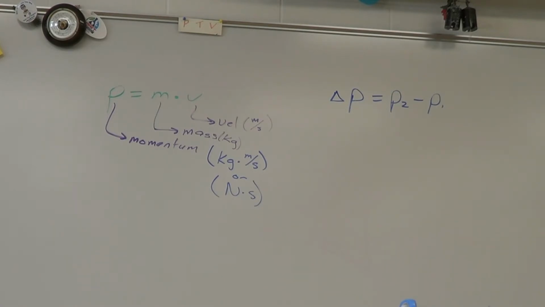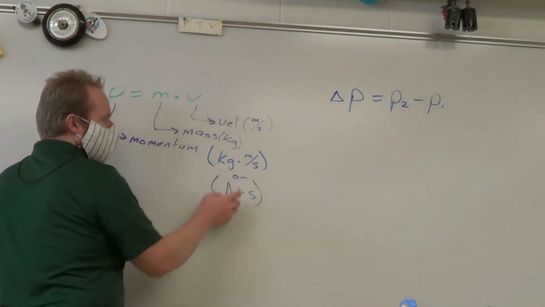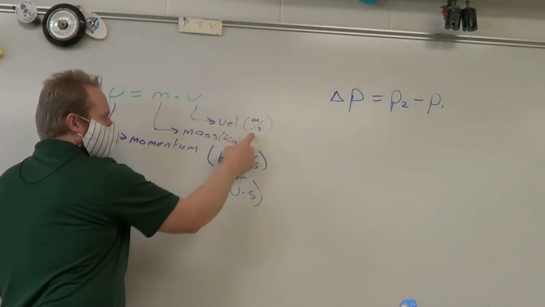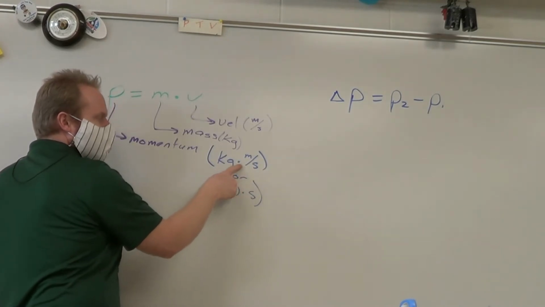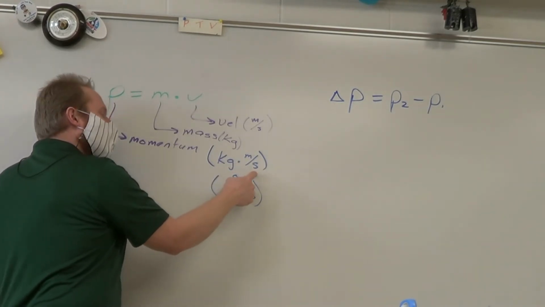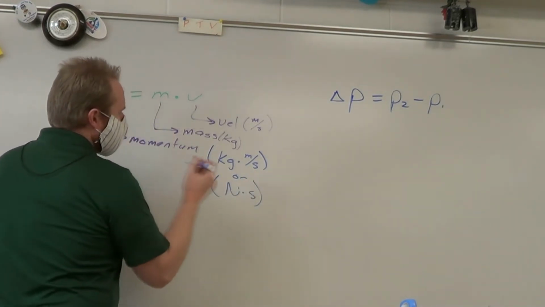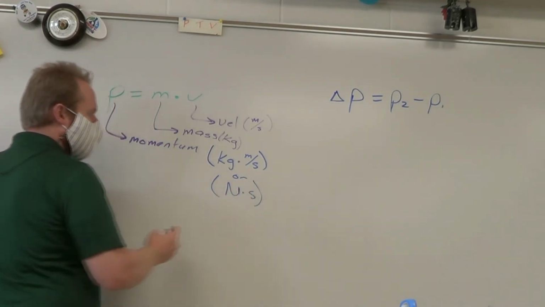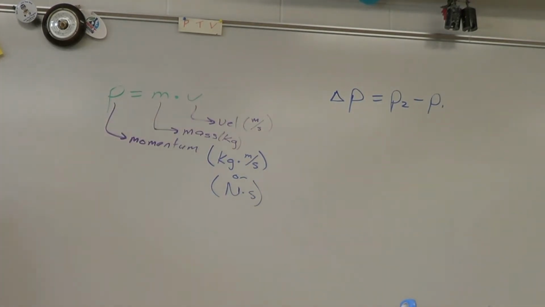So velocity is meters per second, mass is in kilograms, and then our units for momentum is simply taking mass, kilograms, times meters per second, kilograms times, that dot means times, kilograms times meters per second. Or another acceptable unit for momentum is Newton seconds, or Newtons times seconds. And right now, it's not super clear where that one comes from. It actually comes from that third equation. We'll talk about it when we get there. But both of those are acceptable units. Doesn't matter which one you use.